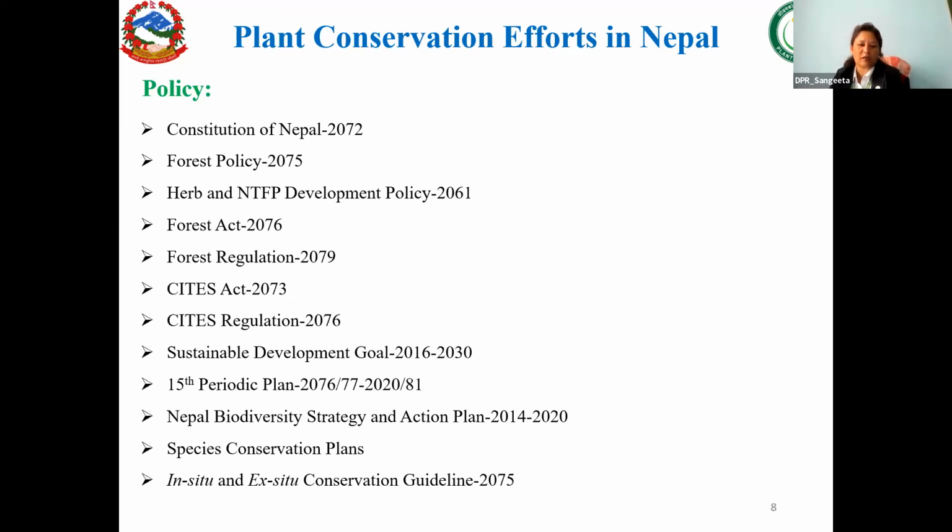herb and NTFP development policy, Forest Act, Forest Regulation, CITES Act, CITES Regulation, Sustainable Development Goal 2030, 15th periodic plan, Nepal biodiversity strategy and action plan, species conservation plan, in situ and ex situ conservation guideline prepared by the Department of Plant Resources are some of the policy documents which, if they are implemented in a very effective way, are very effective for the conservation of plant resources of Nepal.